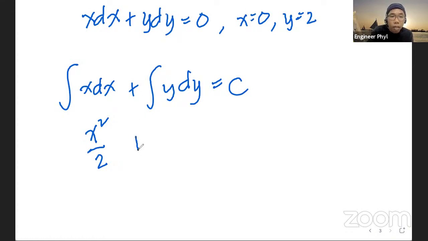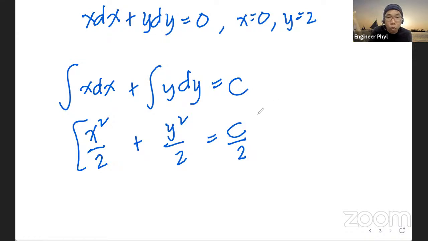Okay, so second term, the integral of y dy, we have y squared over 2 equals c. Since both of the terms have 1/2 in them, we can actually simplify this equation. So we are allowed to do this in simplifying the equation. Instead of writing c, we can put c over 2, then simplify the entire solution or equation of this DE.